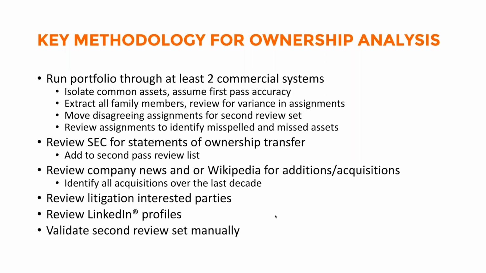I move everything that disagrees with the two past commercial system thing to a separate review set. I also then review for misspellings and missed assets and things that the normalization of the 2 systems don't catch. As I mentioned earlier, I go back to SEC for statements of ownership and statements of transfer, review company news, Wikipedia, and research any new names I find there as potentially owned.